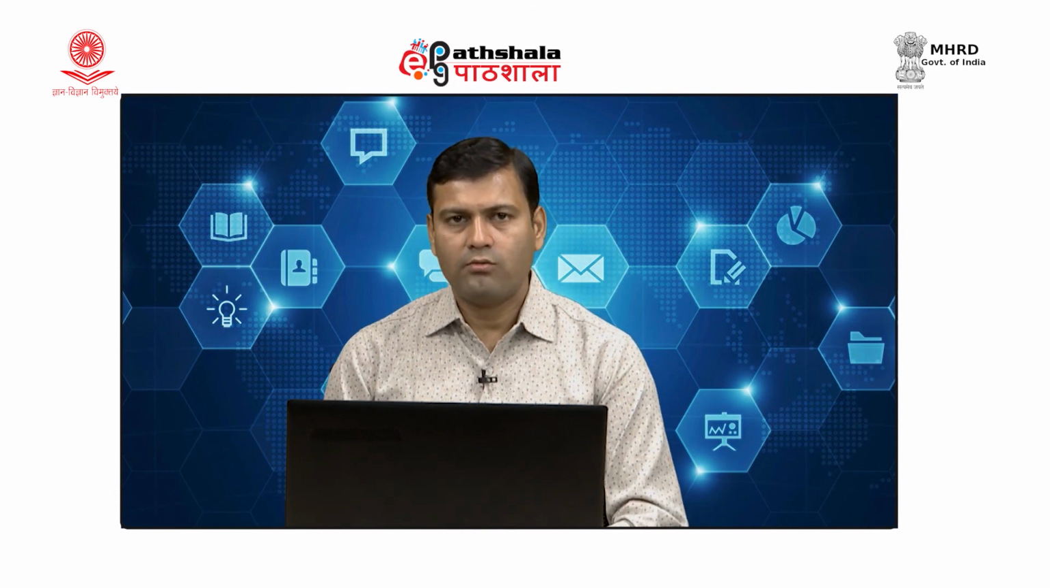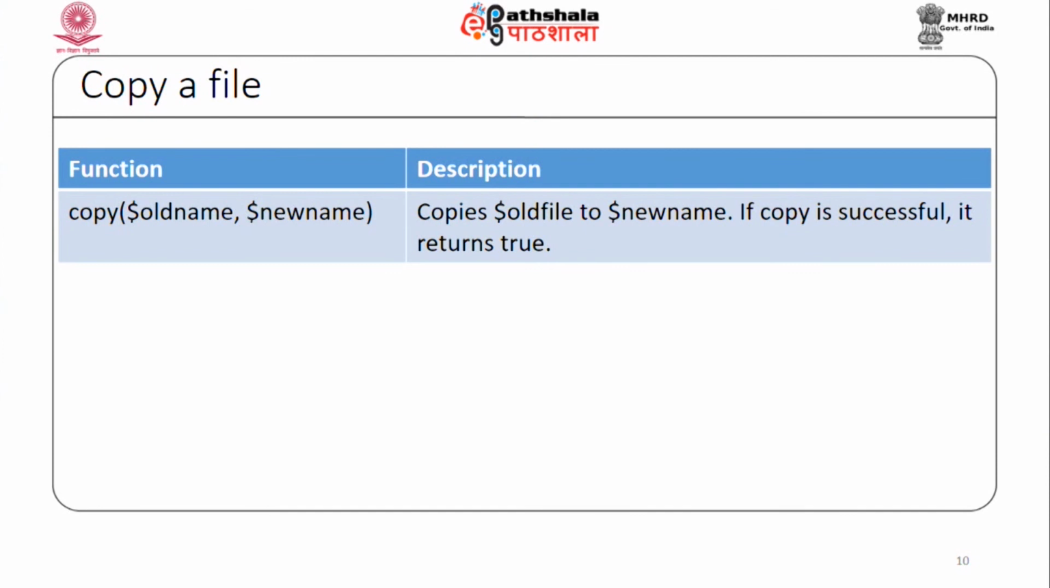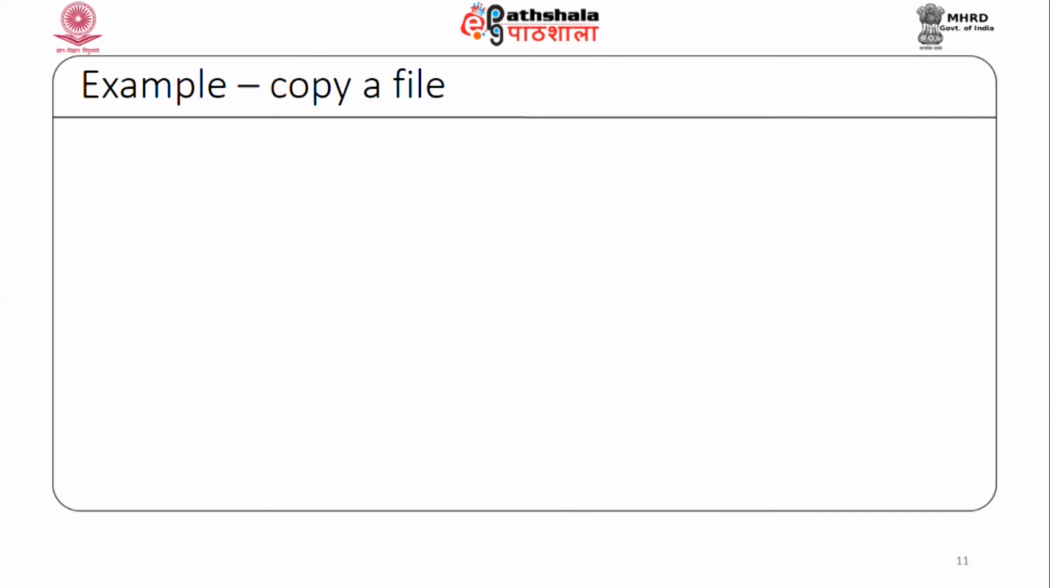We have already taken examples of writing tabular data to a CSV file and reading tabular data from a CSV file. Now, sometimes we may require to copy a file, rename a file, and delete a file. PHP also provides built-in functions for copy, rename and delete. To copy a file, the built-in function is copy, which takes 2 parameters: old name comma new name. It copies the old file to the new name. If the copy is successful, it will return true. Let us take an example of copying a file.